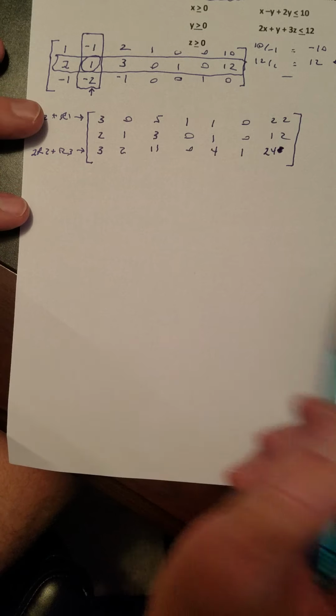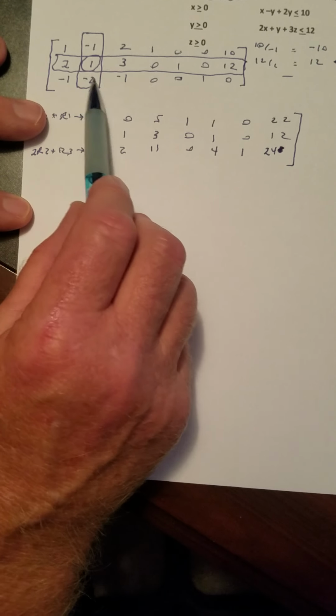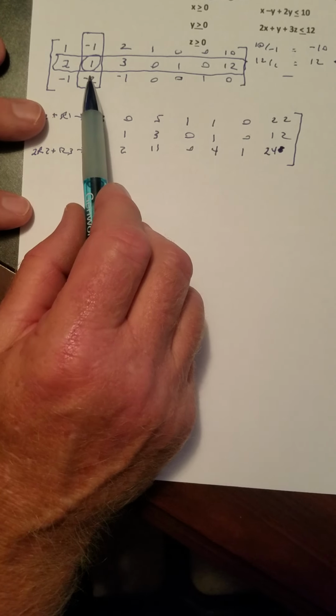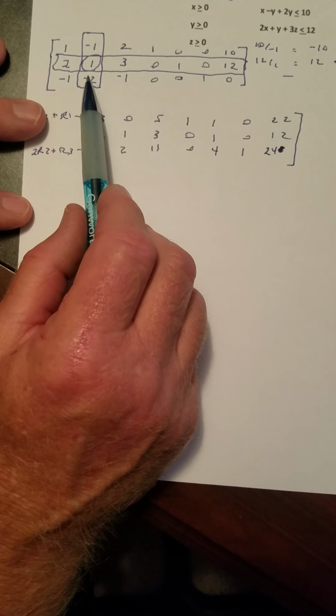Most times, like I said earlier, when you have 3 negatives on the bottom, that usually means 3 iterations. We're going to get through in just one. That's a miracle.